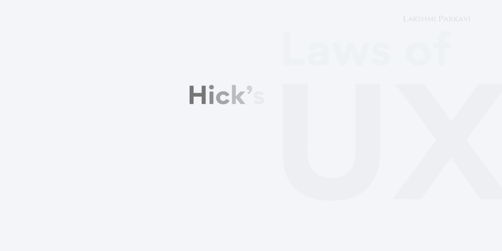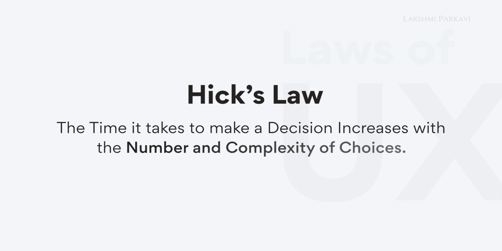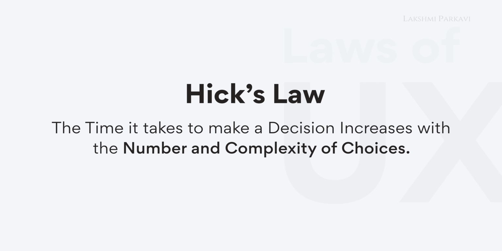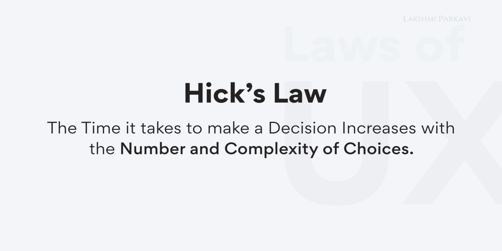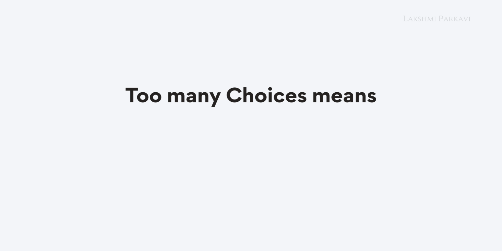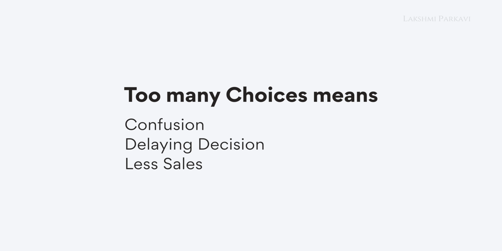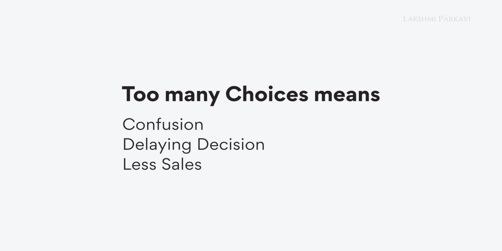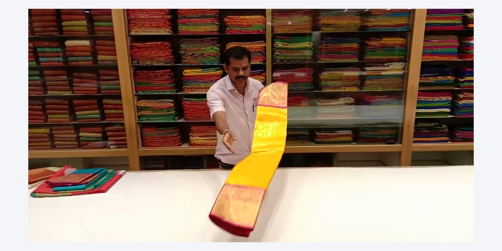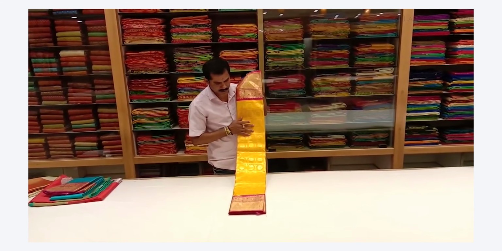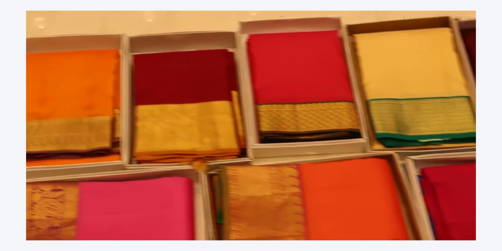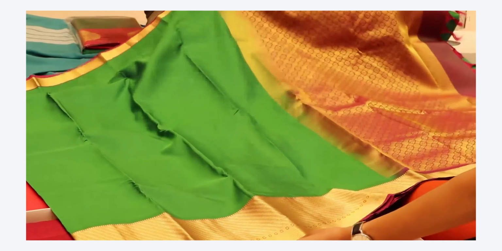Now let's move on to Hicks Law. Hicks Law means the time to take a decision increases with the number and complexity of choices. In the real world, too many choices means confusion, delay in making decisions, and lesser sales and fewer customers. Imagine choosing a sari in a silk sari shop. You cannot finish the purchase in 5 minutes. It is going to take at least 2 hours with the choices presented.